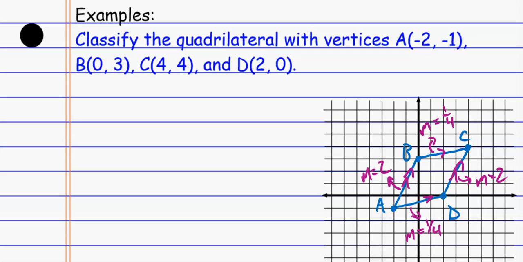And so when I do that, I just compare these slopes and say, hey, are these slopes opposite reciprocals? And the answer is no, they're not opposite reciprocals. So AB and BC are not perpendicular. So there's no way that this thing could be a rectangle, okay? And if it's not a rectangle, we also know it's not a square. So right now we have it narrowed down to parallelogram, but maybe it's still a rhombus.